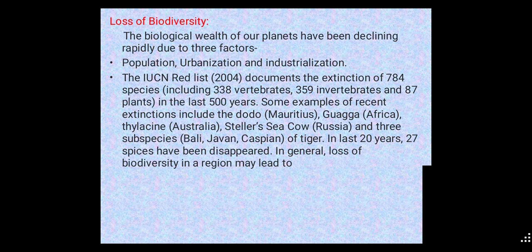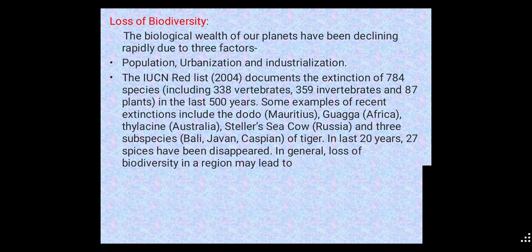Next, we come to how the losses occur in biodiversity. The biological wealth of our planet has been declining rapidly. Mainly, the loss of biodiversity occurs due to three main factors. The first one is population, urbanization, and industrialization. These are the main reasons for the loss of biodiversity in our India.